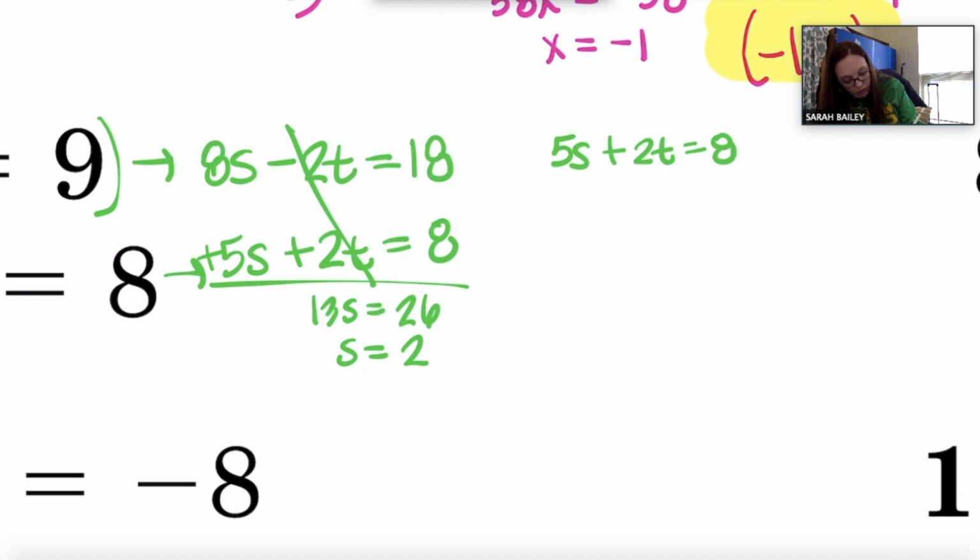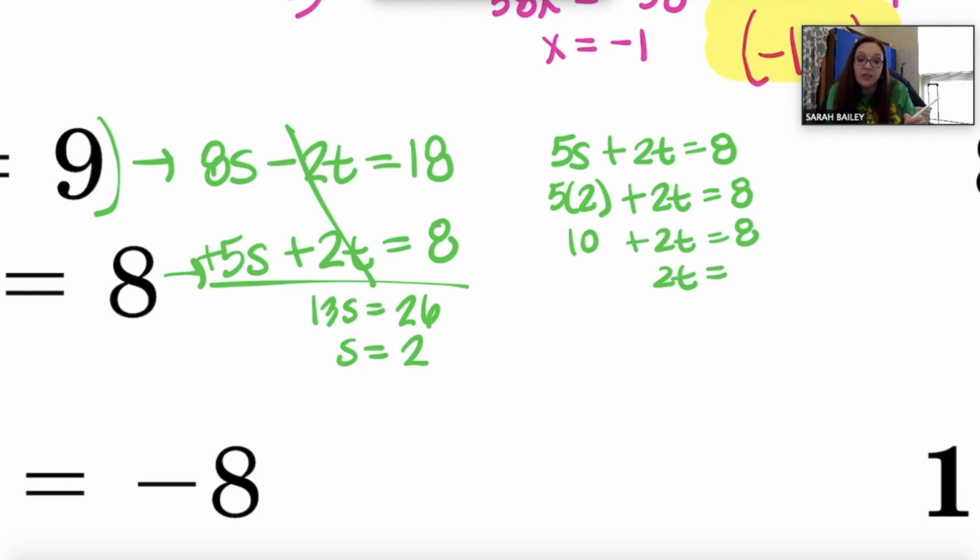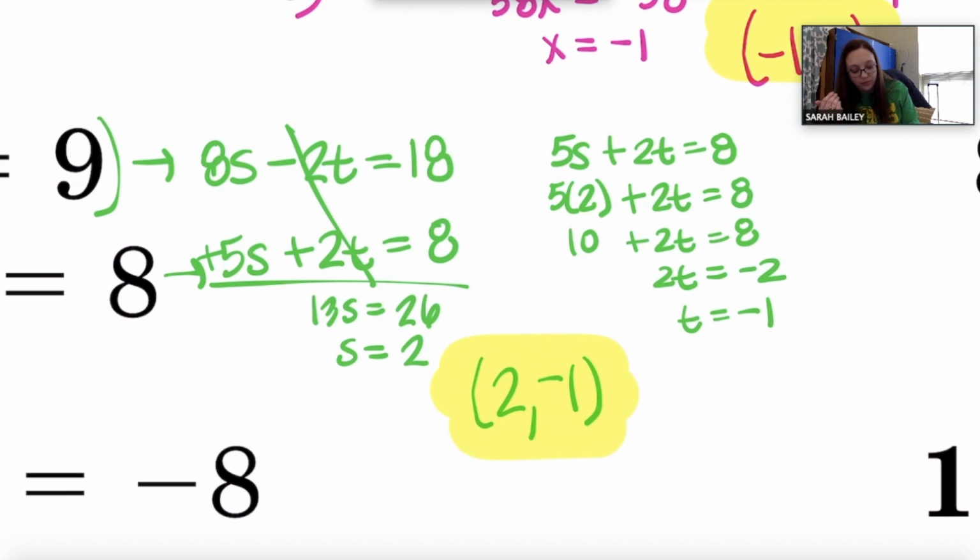We know s is 2. 5 times 2 plus 2t. So that'd be 10 plus 2t equals 8. And then subtract 10. 8 minus 10 is negative 2. And then divide both sides by 2. Negative 2 divided by 2 is negative 1. When I write this ordered pair, they didn't use x's and y's. Instead, they used s's and t's. Think about which one comes first in the alphabet. S comes before t, so treat the s like it's your x coordinate. So that would be 2, negative 1 would be the solution to this particular system.